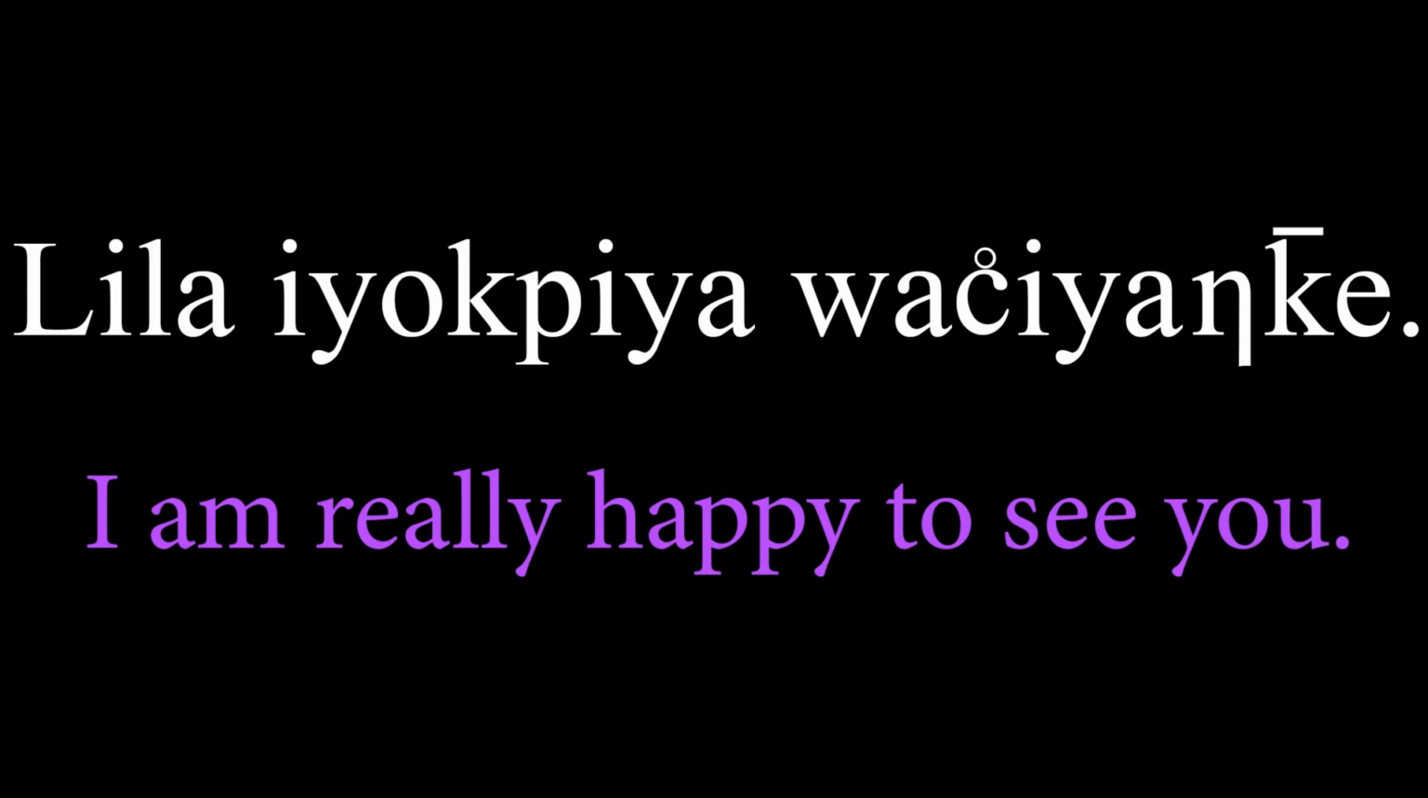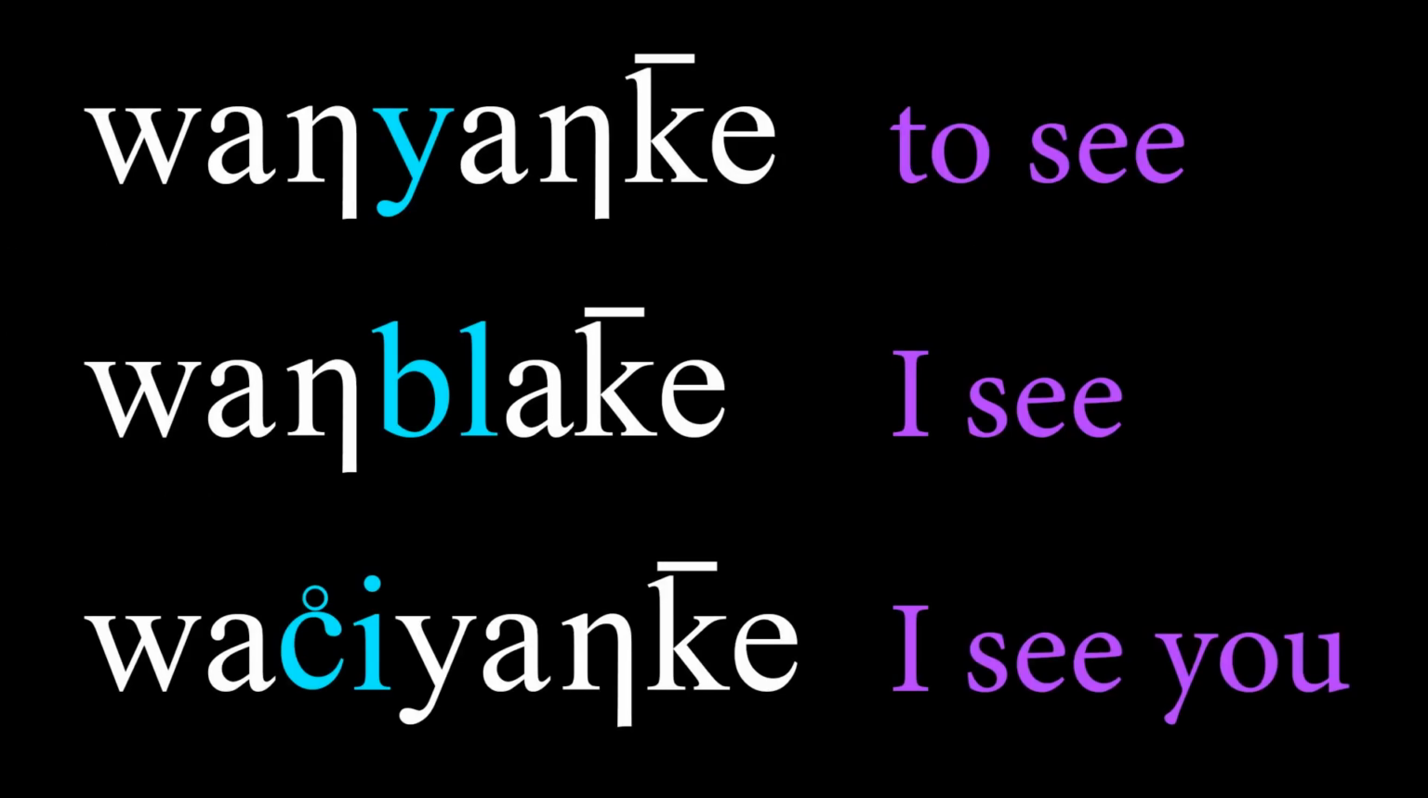Okay? So practice these. And again, look at this process. It all comes from the word wayanke, to see. Look at how that Y evolves to a BL and how that BL evolves to a C. And look at how the definition of that word changes. Wayanke, to see. Wamblake, I see. Wachianke, I see you. Isn't that cool? This is Lakota. Yeah, this is how Lakota is spoken.